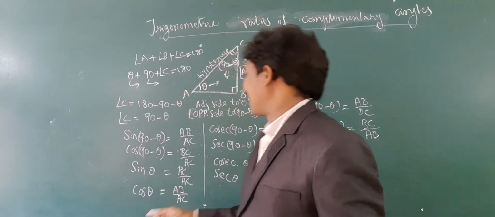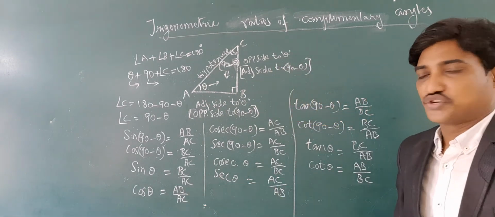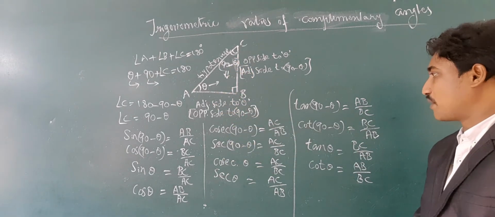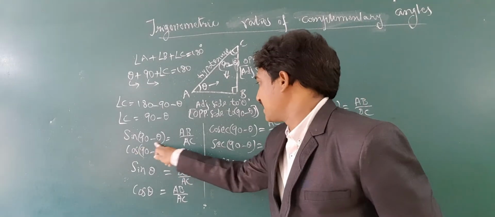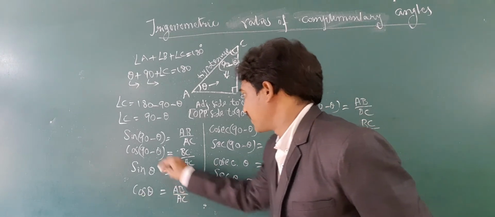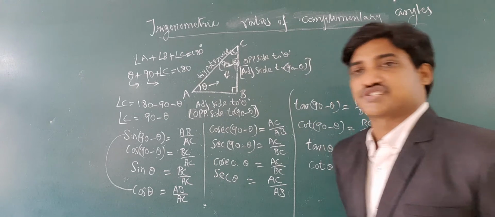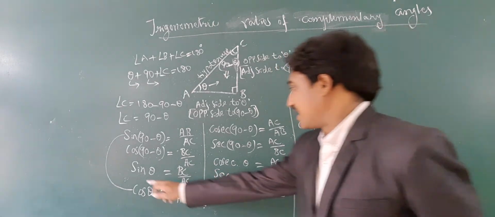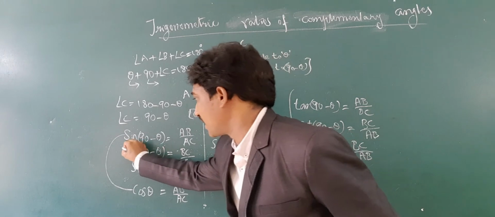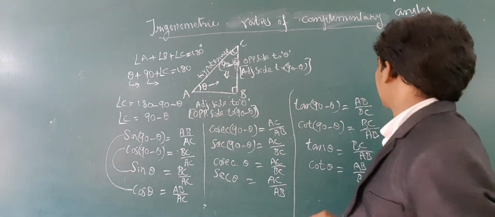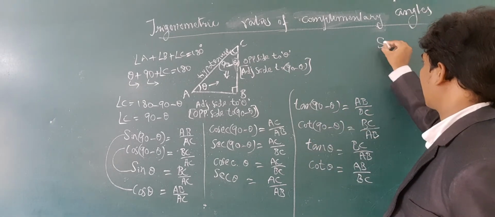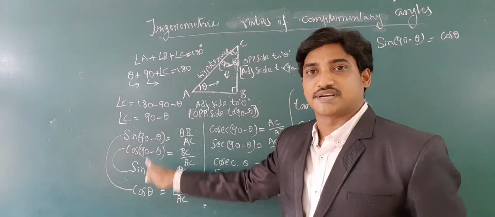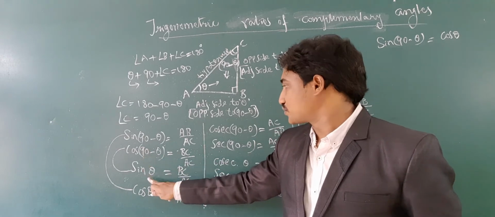Let us see the relations between these trigonometric ratios with respect to theta and with respect to 90 minus theta. If we observe these trigonometric ratios, sin 90 minus theta is AB by AC, cos theta is AB by AC, so sin 90 minus theta equals cos theta. Cos 90 minus theta equals BC by AC, sin theta equals BC by AC. So cos 90 minus theta equals sin theta. So the result I am writing here: sin 90 minus theta equals cos theta, and cos 90 minus theta equals sin theta.